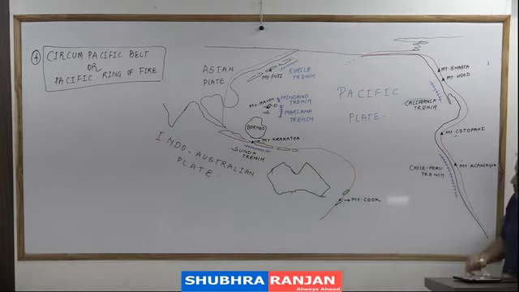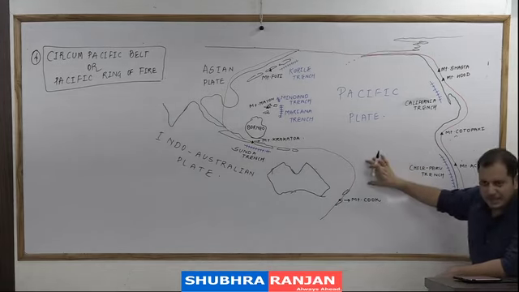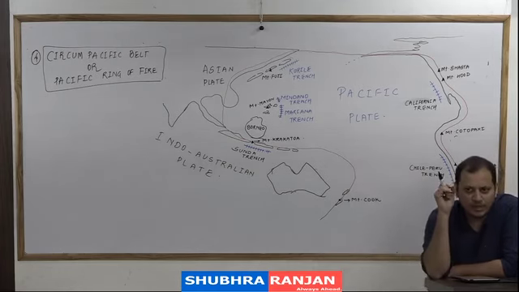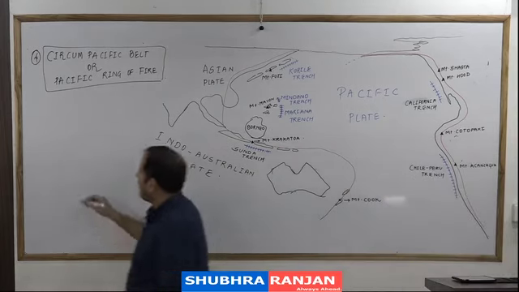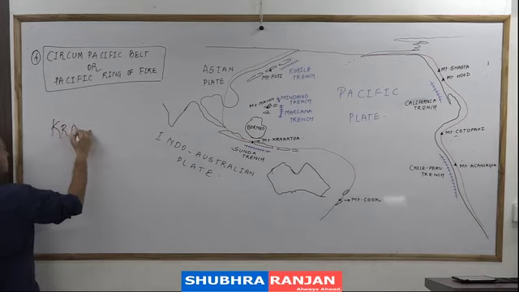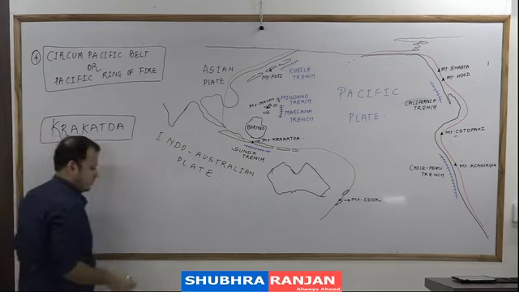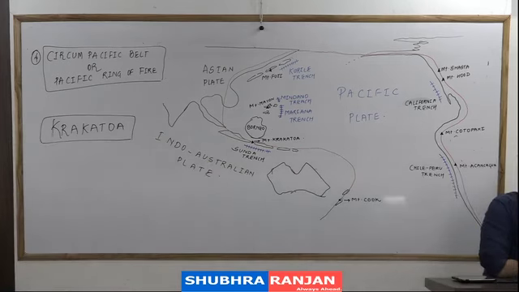These are some of the famous volcanoes in this region. Mount Cook, New Zealand. Here also there are trenches, but we are not doing all the trenches. We are doing only the important trench. Mount Krakatoa, Indonesia. The most dangerous volcano in the world is the Mount Krakatoa.